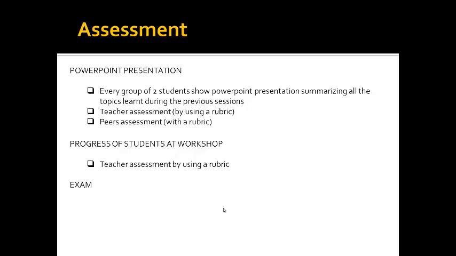The teacher will assess this activity taking into account the performance of the student in the presentation, using a rubric that is included in section number 4 of the document, assessment, and the peer assessment, also with a rubric filled in by the companion of the group of 2. The teacher will also evaluate the progress of the students in the sessions developed at the workshop, also using specific rubrics. Also, an exam will be used to evaluate the students.